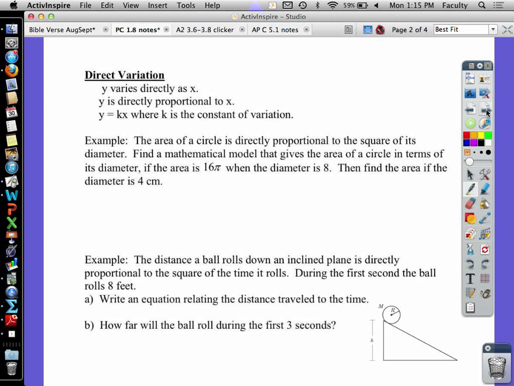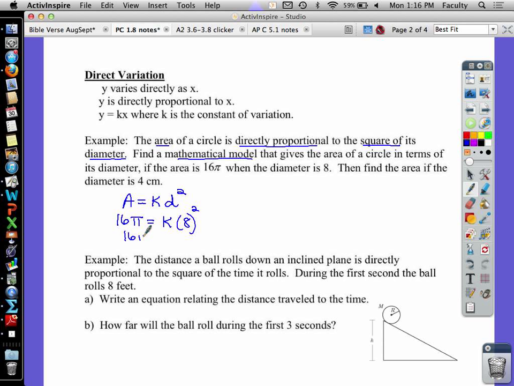So the first example says, the area of a circle is directly proportional to the square of the diameter. So this is A equals kd squared. It's not square root. It did not say square root. It says the square. Then it says give a mathematical model in terms of the diameter if the area is 16 pi when the diameter is 8.